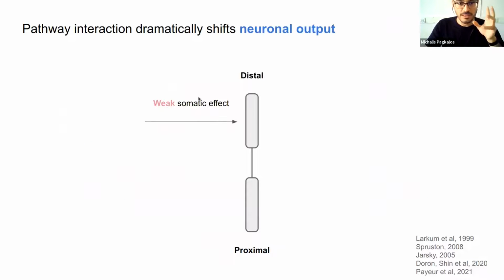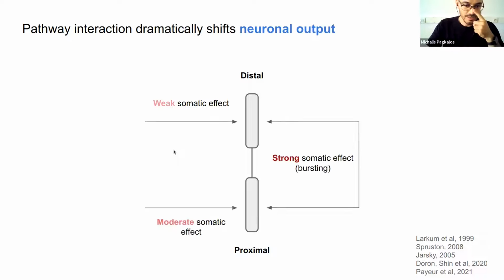When we have a single pathway being activated at a distal branch, we know that due to intense somatodendritic attenuation, the effect at the soma might be quite weak. Whereas when you have inputs more proximal to the soma, they are less prone to being attenuated, so you have moderate somatic activation. However, when you combine distal and proximal inputs, you have the generation of some intense dendritic nonlinearities, long-lasting events, usually calcium or NMDA spikes, which result in the neuron firing in bursting mode.